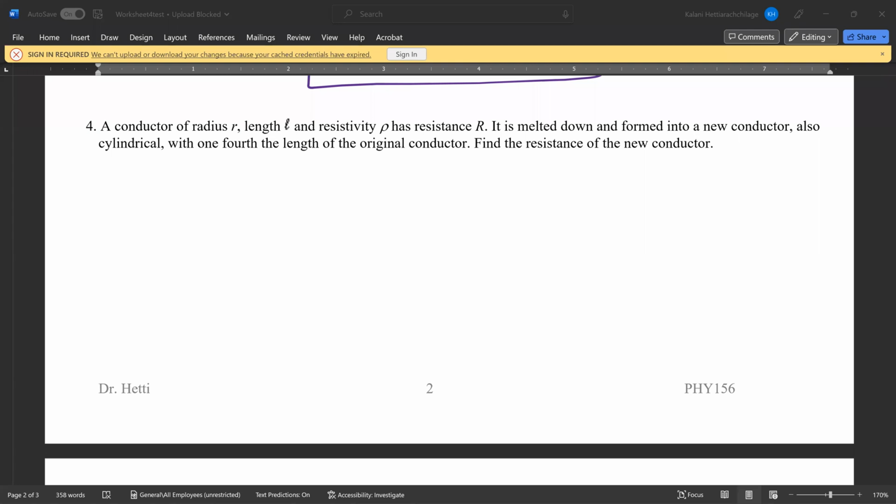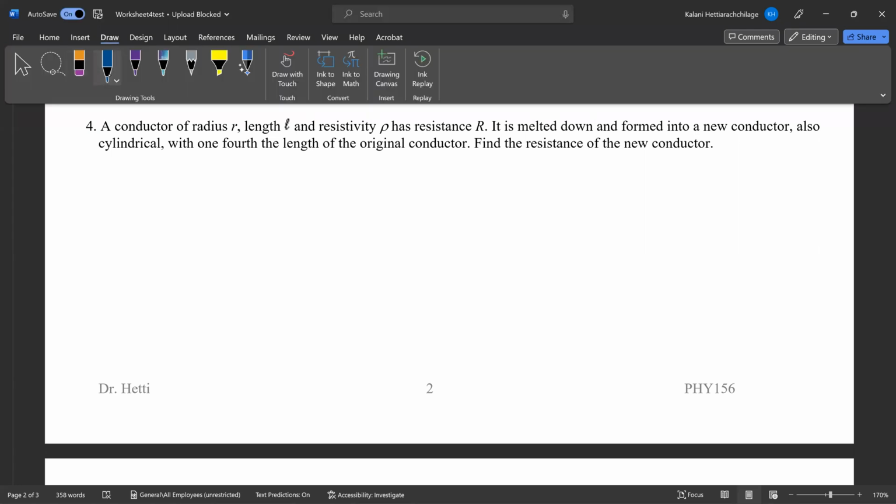Okay, let's move into question number 4. In question number 4, it's basically working with the length and the radius of the cylindrical resistor, and how you're going to calculate the resistance or compare these resistances. Let's read it. A conductor of radius R, length L, and resistivity rho has the resistance R.